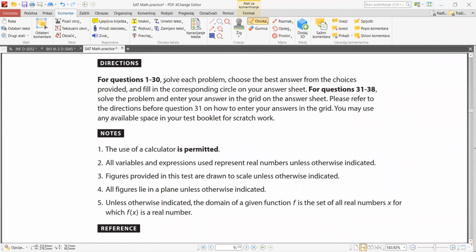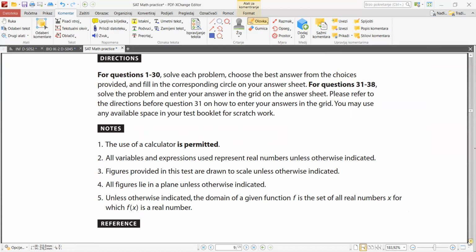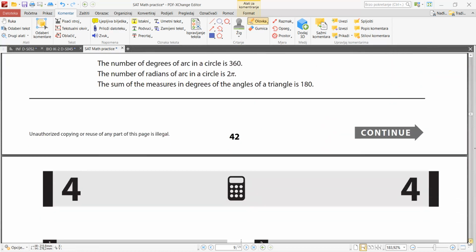For questions 1 to 30, we have to solve each problem, choose the best answer from the choices provided and fill in the corresponding circle on the answer sheet. And for questions 31 to 38, we have to solve the problem and enter the answer in the grid on the answer sheet. The use of calculator in this section is permitted, so we can start now.